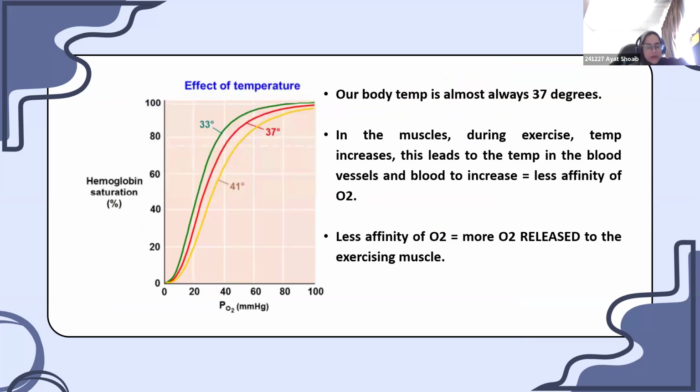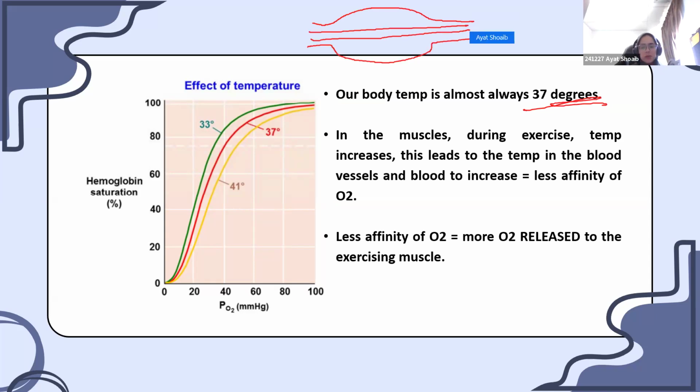Okay. Effect of temperature. This doesn't really have a big effect on our whole body because our body temperature is almost always 37 degrees Celsius. But during exercise, I think you can feel the pump, the blood just keeps pumping, right? You need more blood. And so the muscle becomes warm, and because the muscle is warm, so let's say this is the muscle, the blood vessel that's supplying it is going to be warm too, right? If its surrounding is warm, it's going to be warm too.